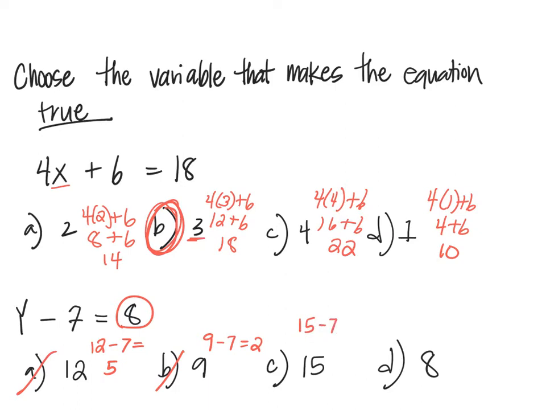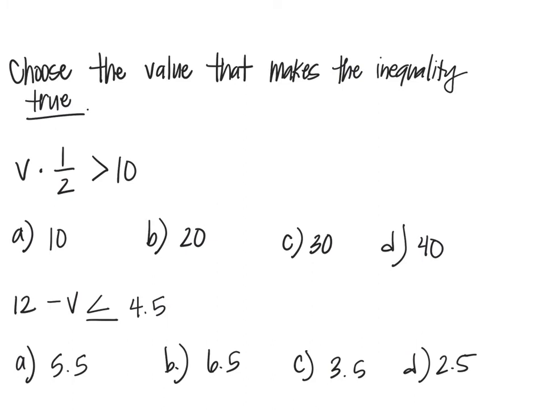15 minus 7 equals 8. That does work. So 15 plugged in for y would give me an answer of 8, but let's try the last one. 8 minus 7 equals 1. That would not be true either. All right, moving on. All right, we're going to choose the value that makes the inequality true.